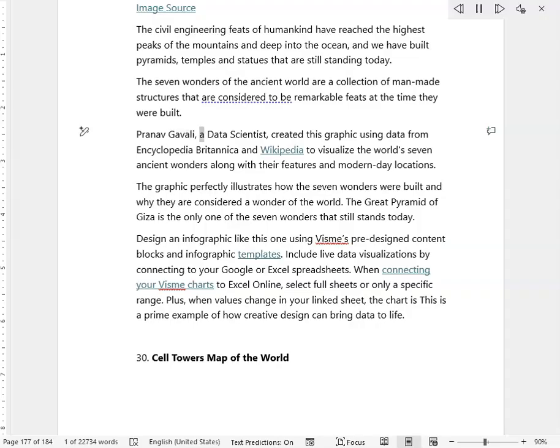Pranav Gavali, a data scientist, created this graphic using data from Encyclopedia Britannica and Wikipedia to visualize the world's 7 ancient wonders along with their features and modern-day locations. The graphic perfectly illustrates how the 7 wonders were built and why they are considered a wonder of the world. The Great Pyramid of Giza is the only one of the 7 wonders that still stands today.